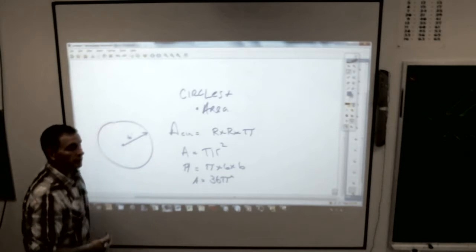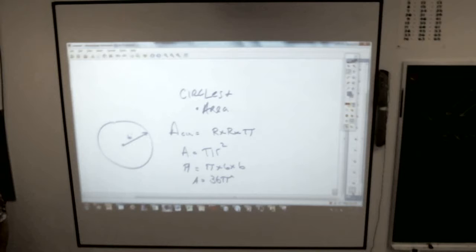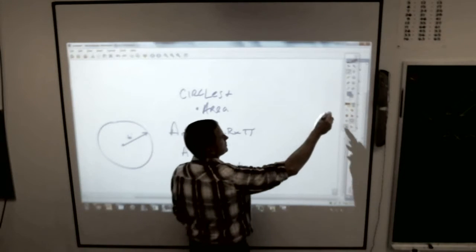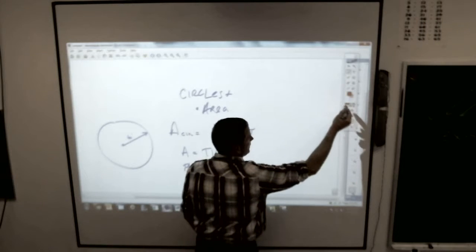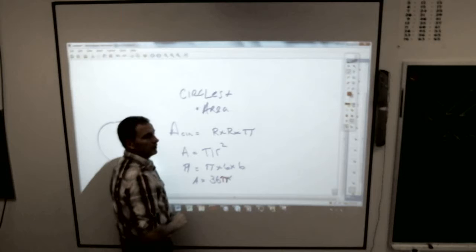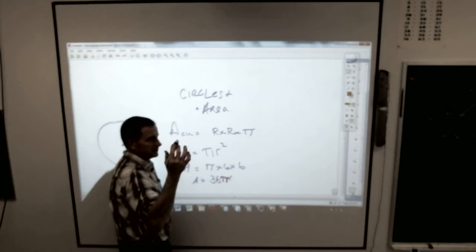Now, be careful with the book. The book sometimes will tell you to leave it in terms of pi. That should put a ginormous smile on your face, because they're just telling you, rather than changing pi to 3.14 or changing it to whatever, what's the fraction?